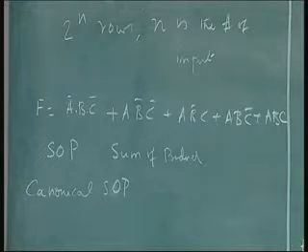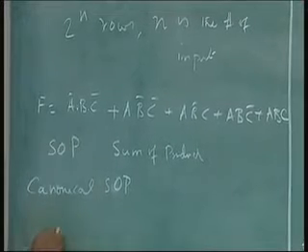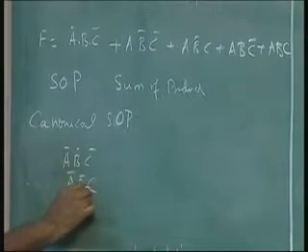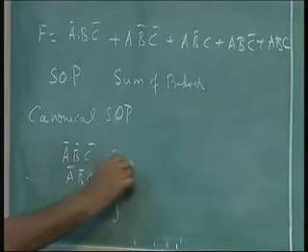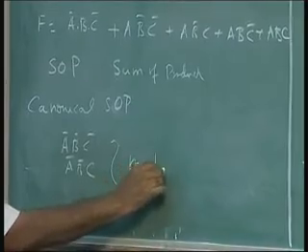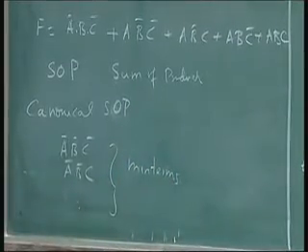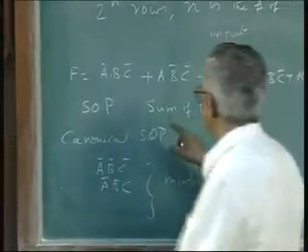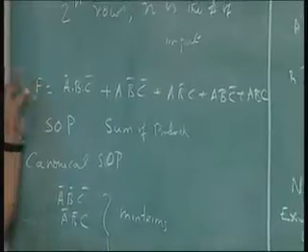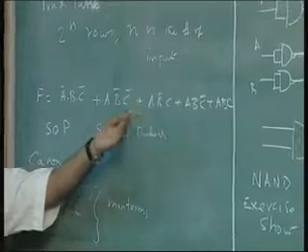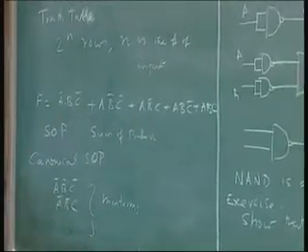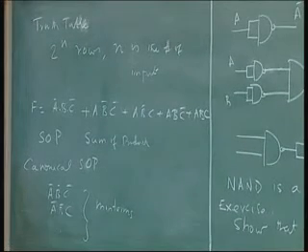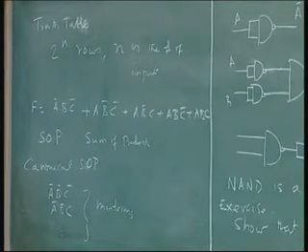And each of these terms is called a min term. A b bar c bar, a bar b bar c, etc. are called min terms. So these are the definitions I want to tell you. This is the truth table. The function is expressed as a sum of products. Normally we have variables with AND operations and all this with OR operations. That is why it is called sum of products.